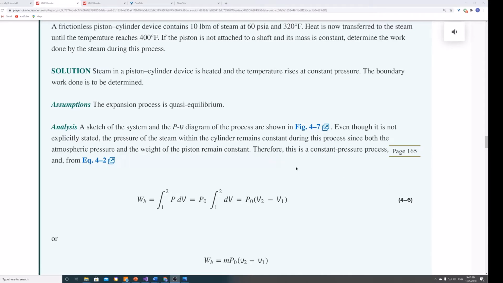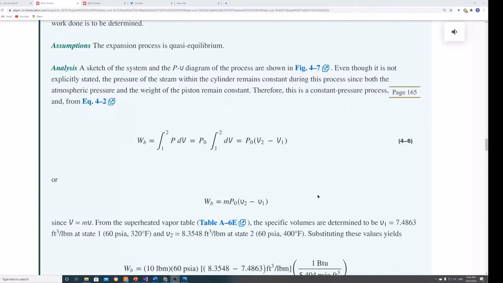Well, since we're given this information, we know the temperatures and we know the pressure, we can actually use the table to come up with the specific volumes. And the table we'll use is in the textbook, and it's table A-6E. So you would have to go through and find which table it is. It's a superheated water vapor table, so that's the one you would look for. And when we look in that table, I'll show you that.